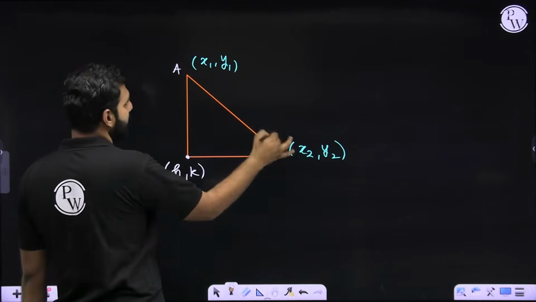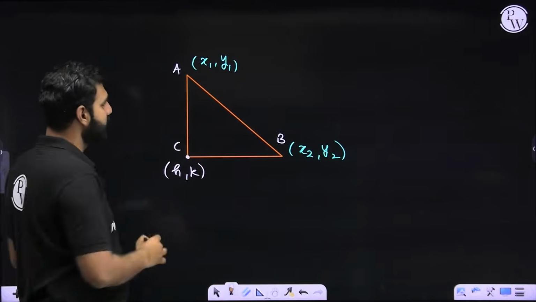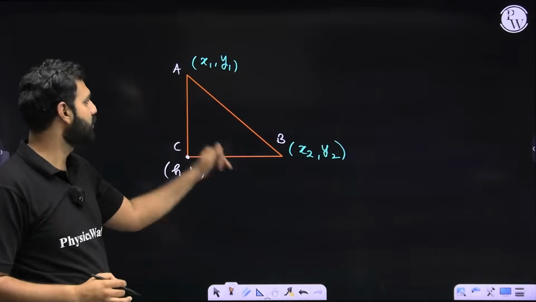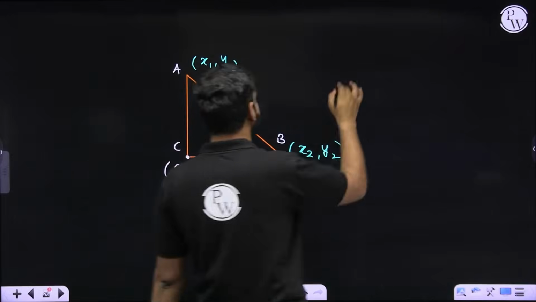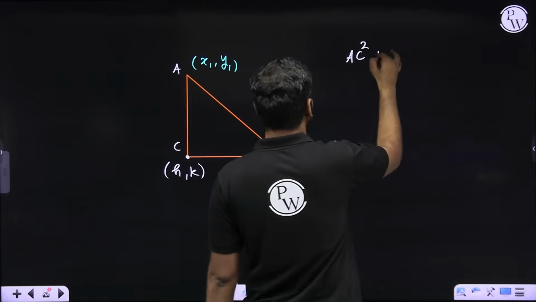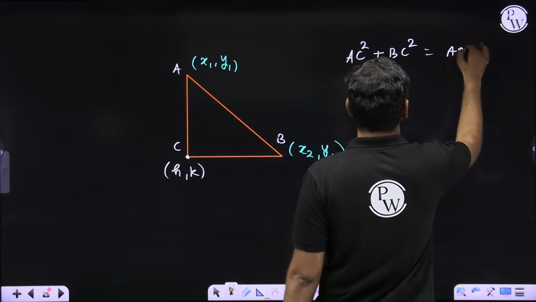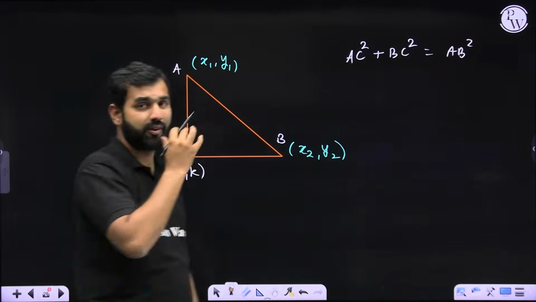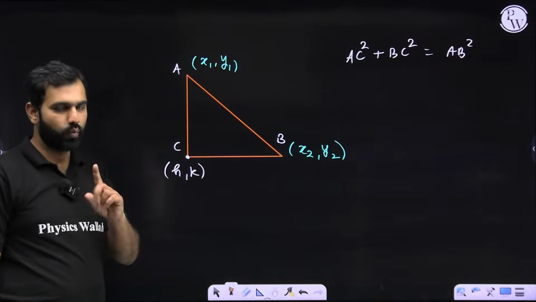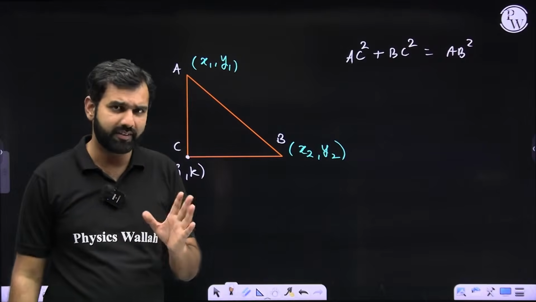That if this is A, this is B, and this is C, Pythagoras says that AC square plus BC square should be equal to AB square. So that's the first check you do. What do you do? AC square plus BC square is equal to AB square. So through Pythagoras, you will be able to establish a relationship between h comma k. One equation will get formed. I hope it will be a very simple equation.